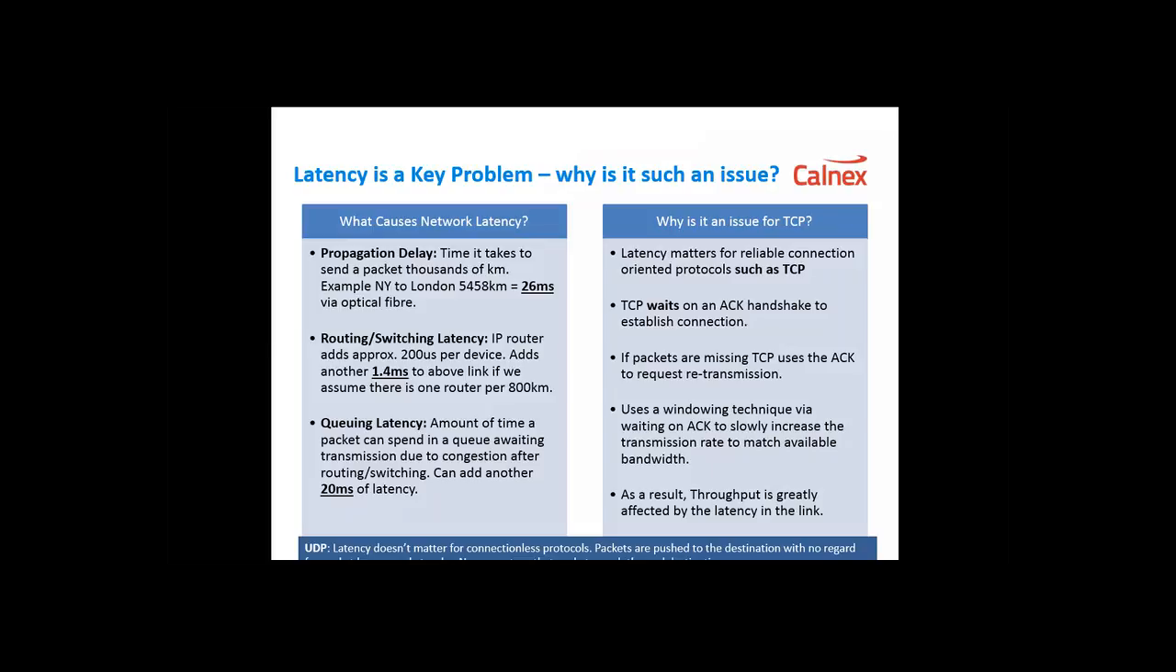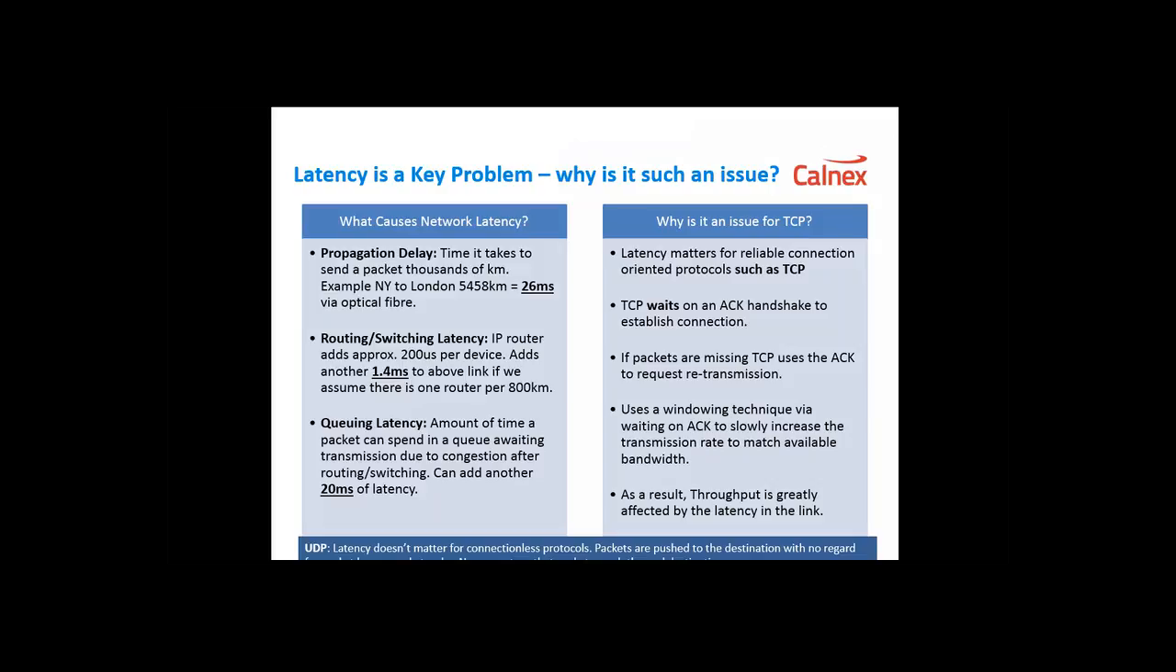If in that link we had a router every 800 kilometers, just as a number, that would add another 1.4 milliseconds. And then obviously each router can add microseconds or milliseconds of latency to that packet. So you can see very quickly that tens of milliseconds of delay is reasonable within an IP packet traversing any amount of distance or any number of hops.